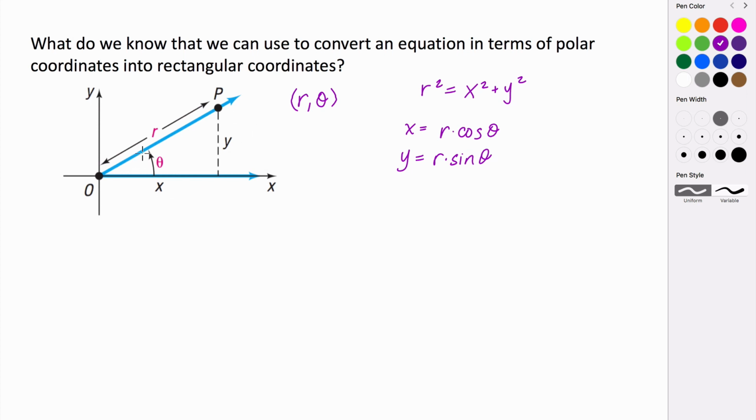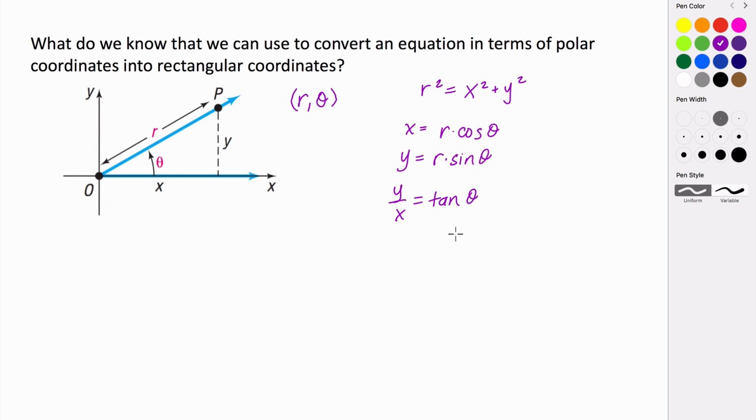And if we are looking for something that's just in terms of theta and using just the measures that we know in rectangular coordinates, we can talk about the tangent. We could say that the tangent of theta is equal to y over x, the opposite over the adjacent. So y over x is equal to the tangent of the angle theta.